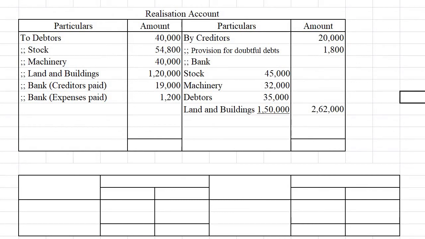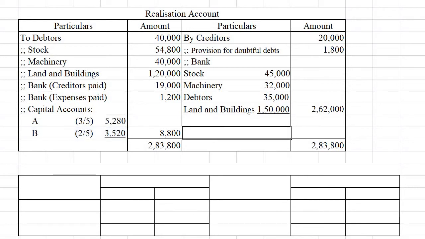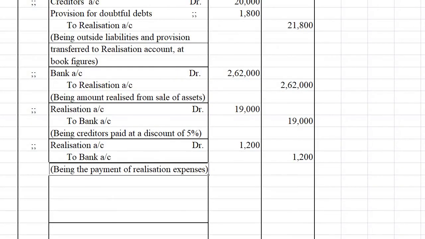So all the journal entries, all the adjustments in realization in this question are over. So let us total. We have more on the credit side. The credit side total is 2,83,800. That will be taken to the debit side and we'll find out the balance. The balance will be shown here. And what can be written against the balance? Yes, this is realization profit and that will be shared among the partners in their profit sharing ratio. So to the capital accounts of A and B, in the ratio of 3:2. So if they share, we will get 5,280 and 3,520.